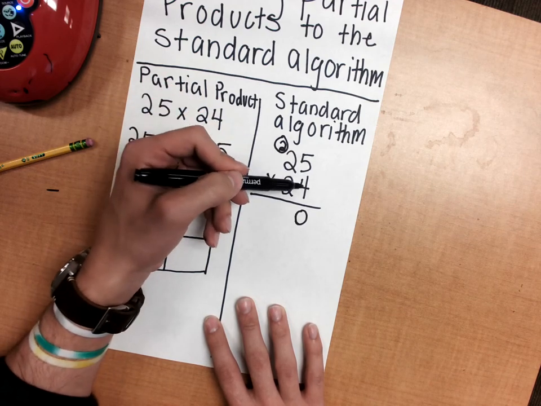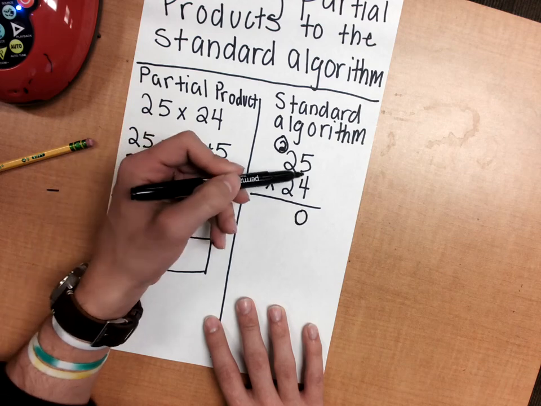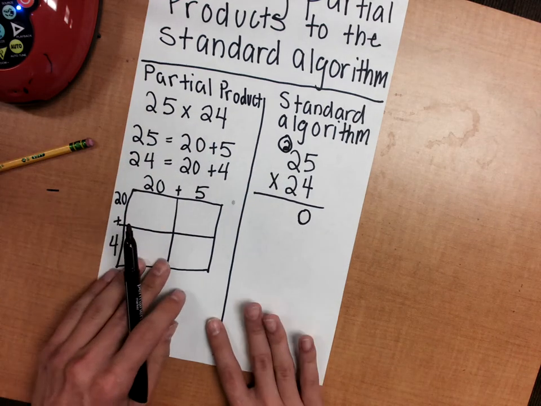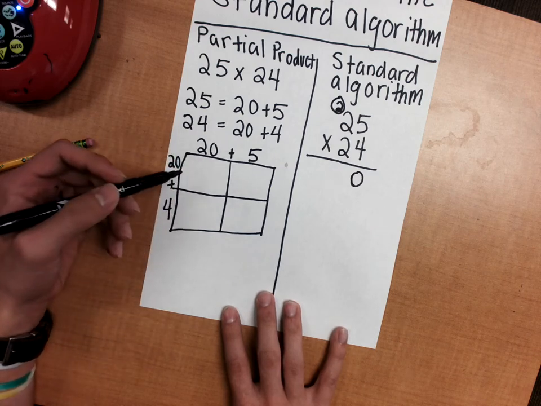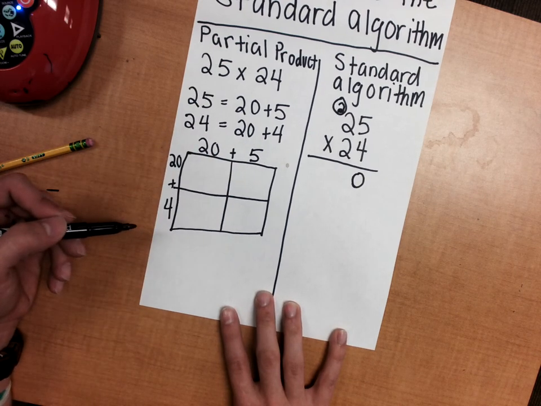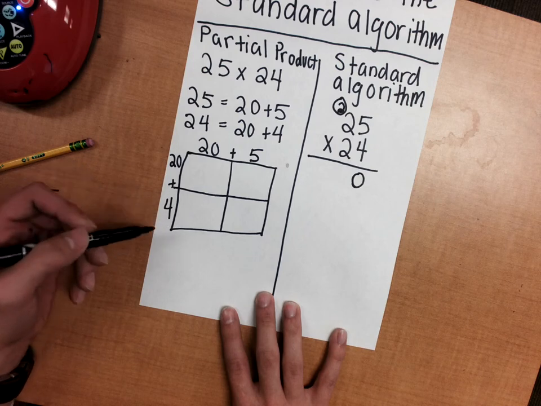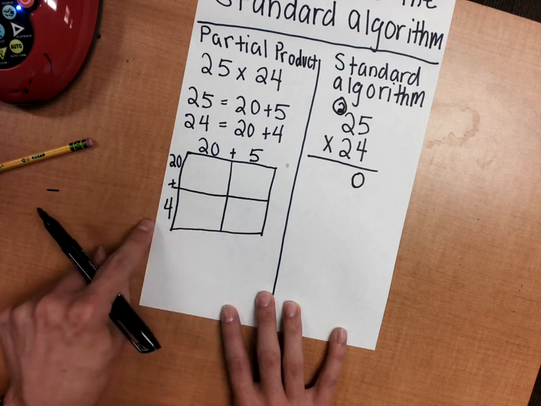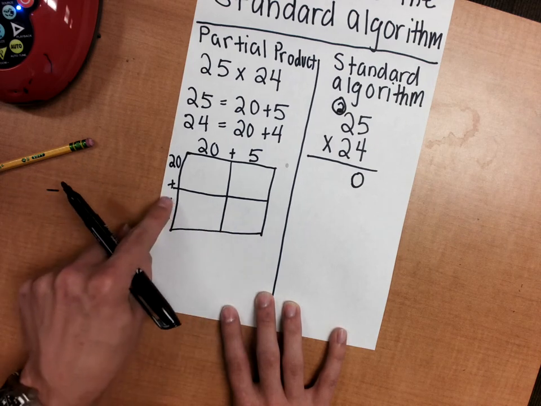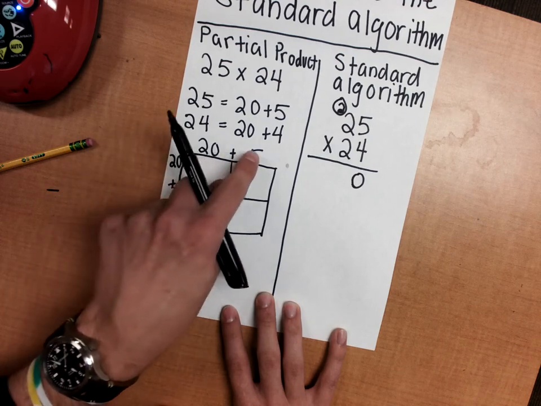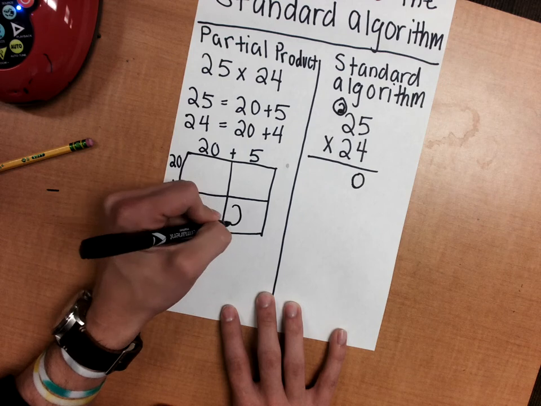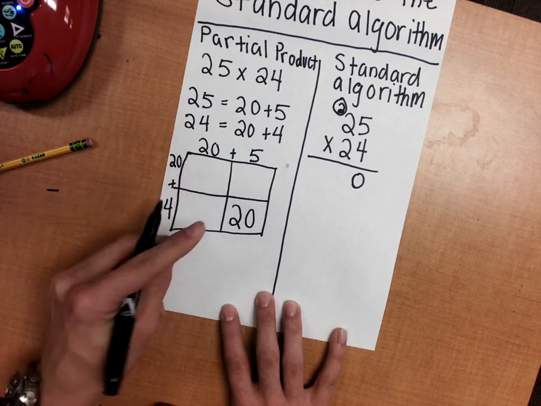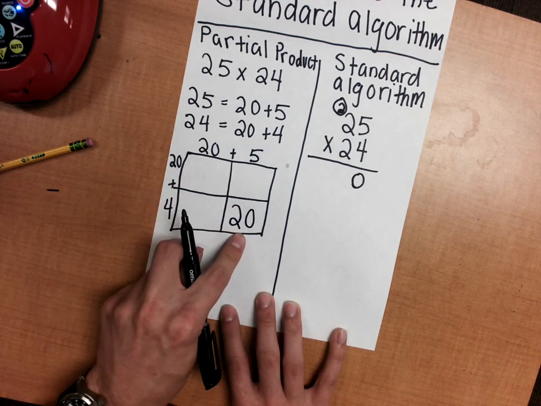Now, I said we multiply 4 times 5 because we're in the ones place. I'm going to go back over to my partial product, and I'm going to see where 4 times 5 is on our partial products box. Well, I know when I multiply horizontally from our number over here, 5 times 4 is going to go into this box right here. And 5 times 4 is 20. So I'm going to put our 20 right there.